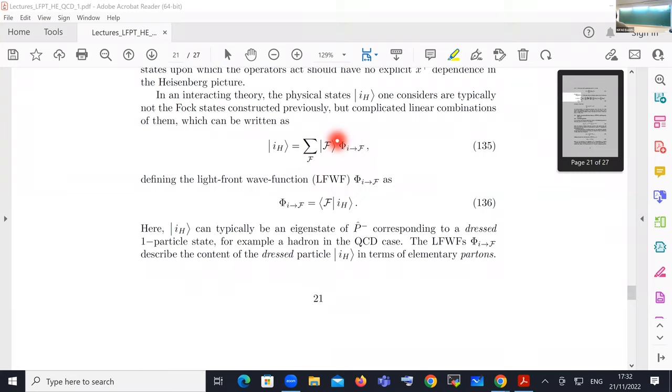And here, the coefficient in this decomposition would be what we call a light front wave function. Equivalently, this is the overlap of the state you want to study with a given Fock state. So basically, that tells you the content in terms of elementary partons, here scalar particles, which are within the state you want to study. Here, this state |H> in the Heisenberg picture might, for example, be an eigenstate of the Hamiltonian of your theory. So then that will tell you a lot about the structure of your state.